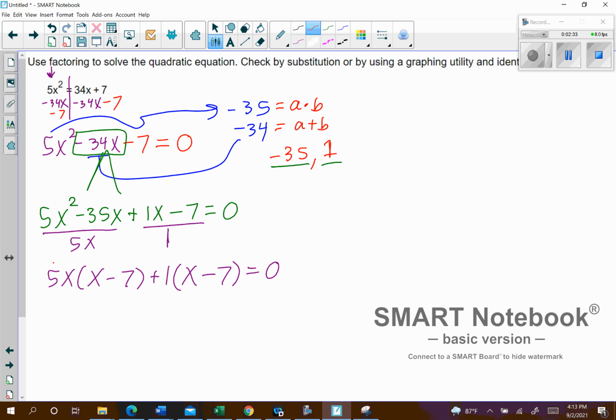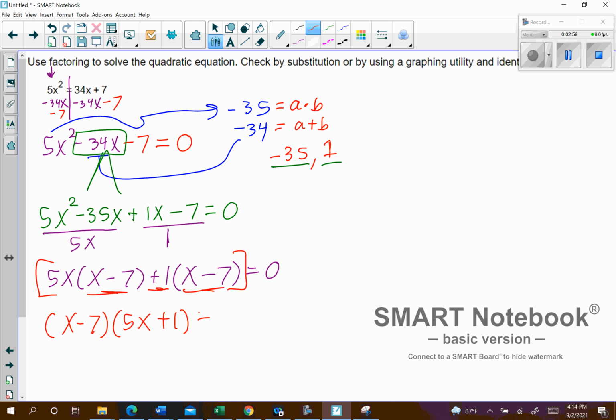And so my next step is to pull out that common factor right there, x minus 7. So I'm going to pull out x minus 7, and then my other factor is going to be the 5x and then the plus 1. That's why I wanted to pull out that 1 right there. Even though it didn't really change anything, it helped me understand what the other factor would be.